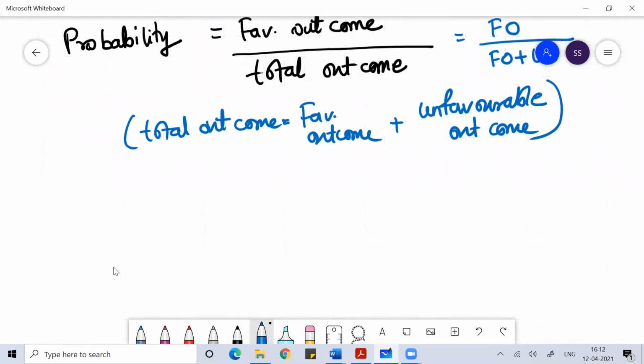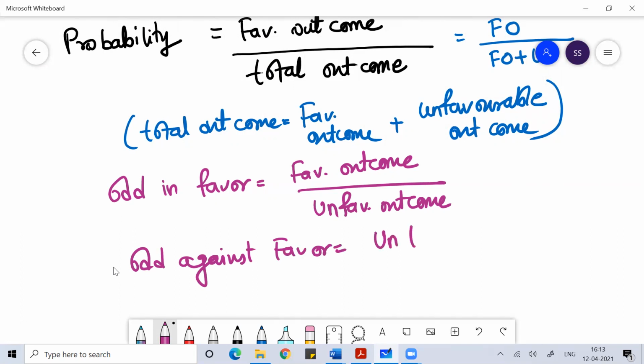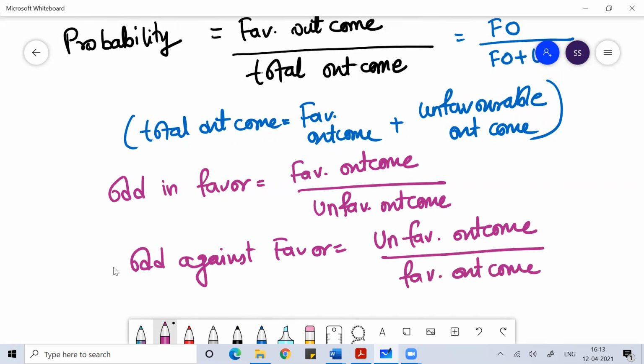Going further, I can use two more terms. One term is called odds in favor, which is favorable outcome divided by unfavorable outcome. Another term is odds against. What is odds against? Odds against is unfavorable outcome divided by favorable outcome.